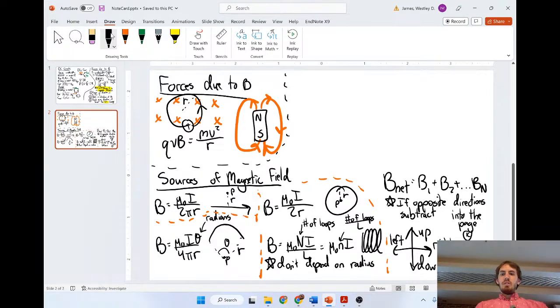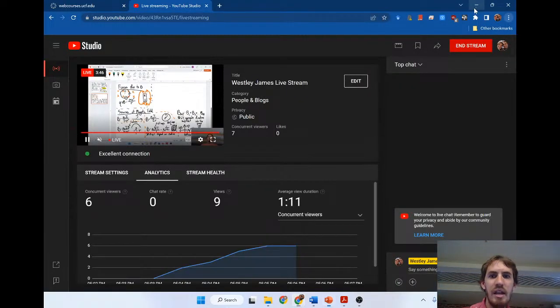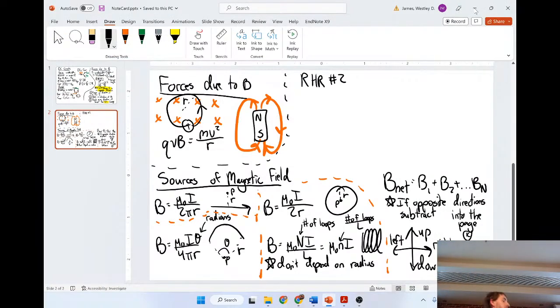All right, so right-hand rule number 2. Is this working again? Hey, look at that, 2 streams. All right, right-hand rule number 2. We're going to draw my beautiful hand. Ugh, there it is. Oh, it's hideous.